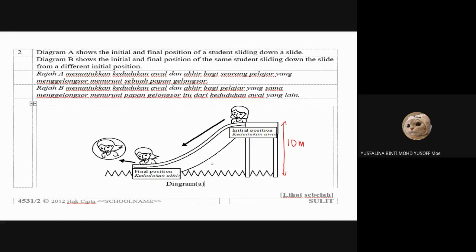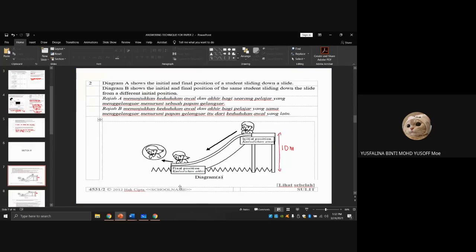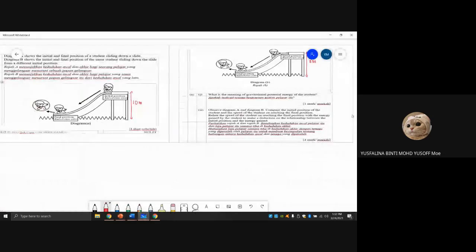So for section B, this is an example of the question. You already learned this in Form 3. Remember about the energy, the gravitational potential energy and the kinetic energy? I'm sure you still remember that. So this is the question, and let's say this is your test pad. You have to read the question first.